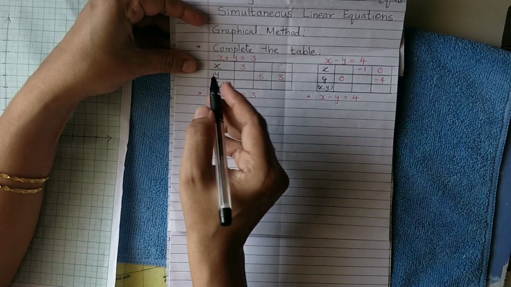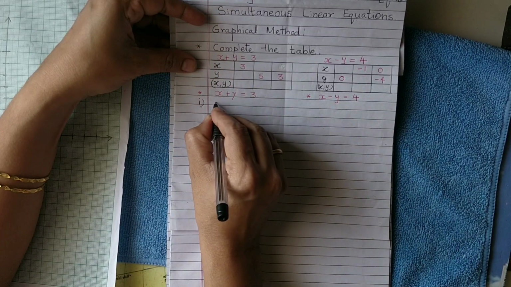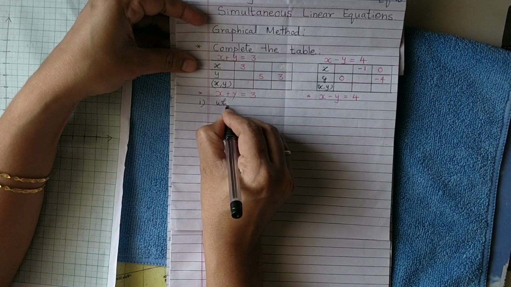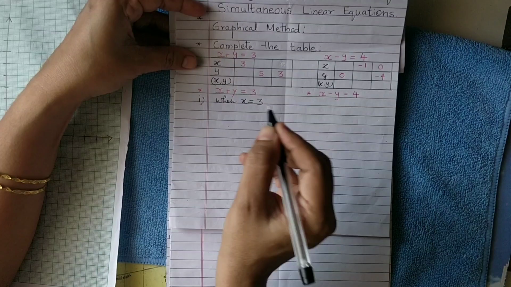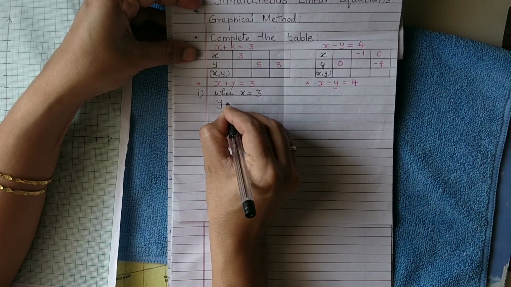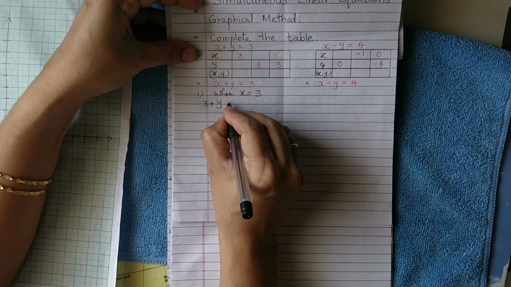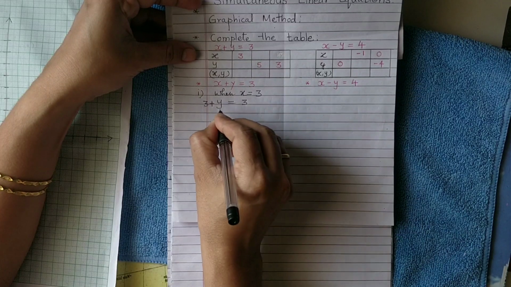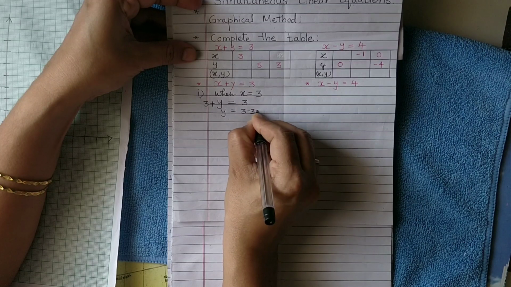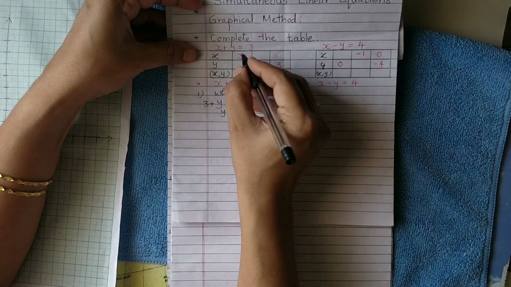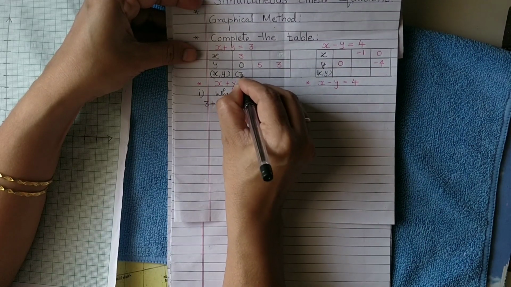So what we will do is, first case, put x is equal to 3 as given in the question. You can simply write 3 plus y, replacing x by 3, 3 plus y is equal to 3. Therefore, y is equal to 3 minus 3, that is 0. So put y is equal to 0. What is your ordered pair? 3, 0.